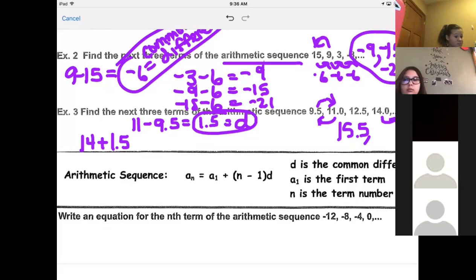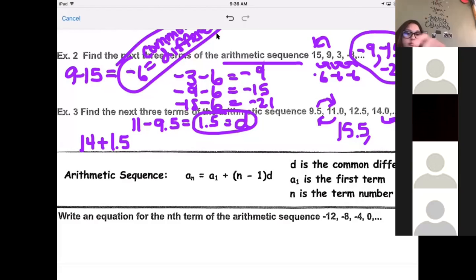Add 1. Almost. What's our common difference? I don't know. Look at the screen. Can you see the screen? Yes. What is D equal to? 1.5. Right, so what should we actually add? I don't know. We're going to add 1.5. 1.5 to what number? I don't know. What's the last term that we have?